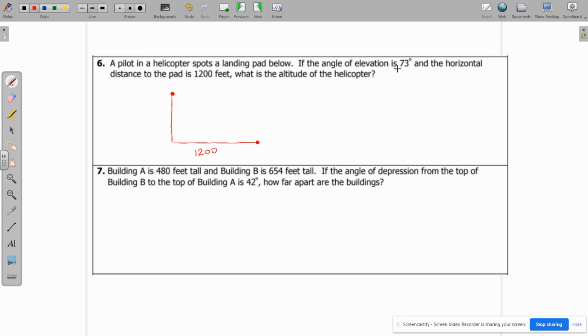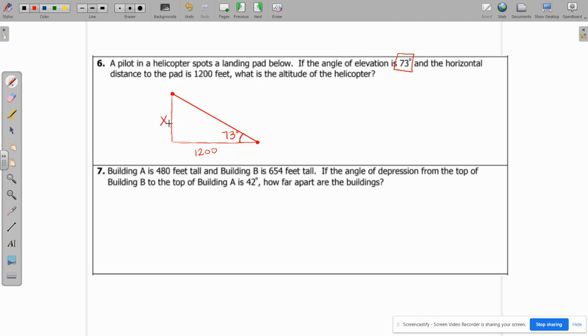Now in this case, we say the angle of elevation is 73 degrees. So that means up from the helipad, we would have this angle right here up from that horizontal. This is actually the angle of elevation. So we're going back to angle of elevation here, 73 degrees. They want to know what is the altitude of the helicopter. So this over here, this is your altitude, how high in the air it would be. So we're solving for this side.